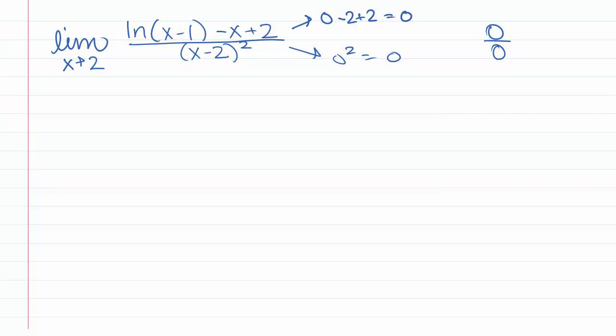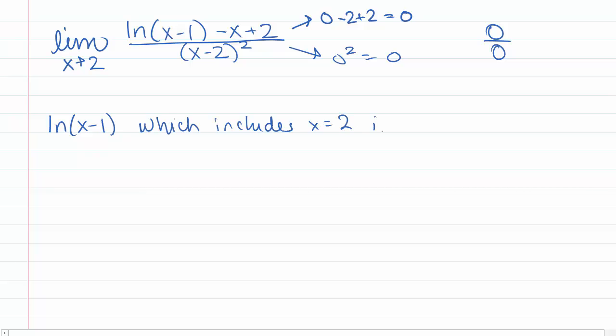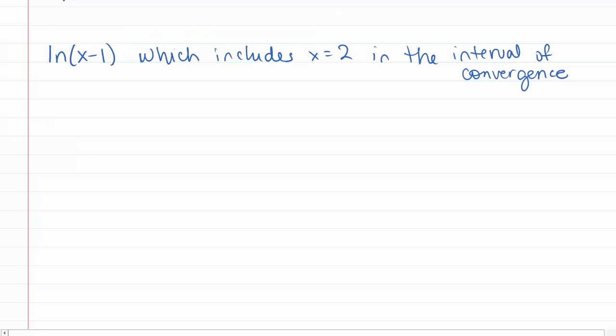So do we know a Taylor series for natural log of x minus 1, which includes x equals 2 in the interval of convergence? Well, we could rewrite this as the natural log of 1 plus (x minus 2), which would be the natural log of 1 plus u for some u.